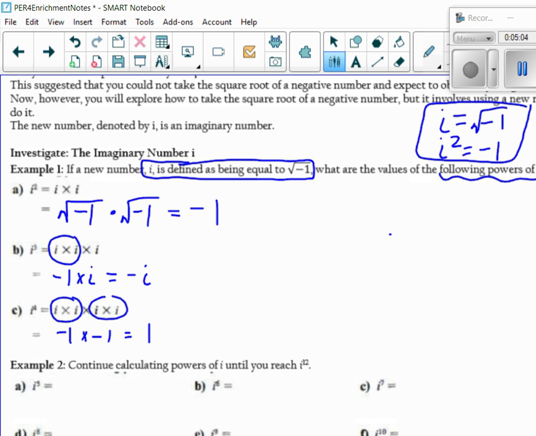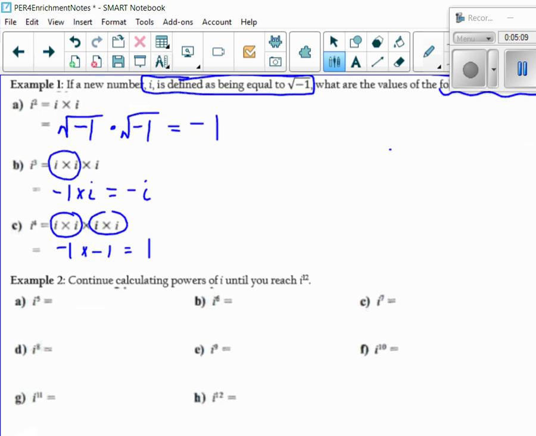Okay, continue calculating powers of i until you reach i to the power 12. We're going to see a pattern coming up, okay? So what do you think i to the power 5 would be? So 4 was 1. What would you get here?